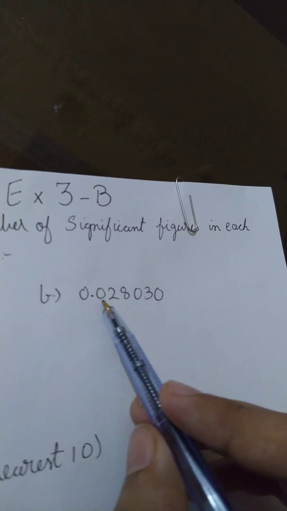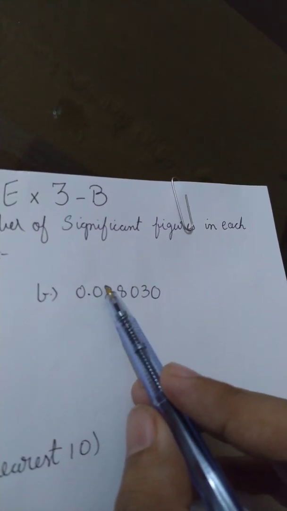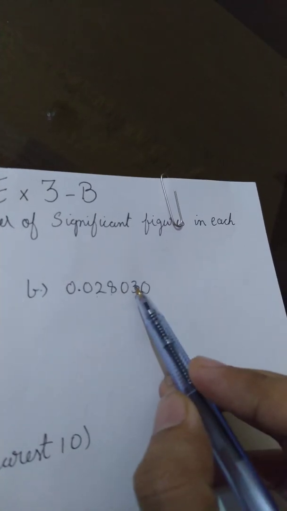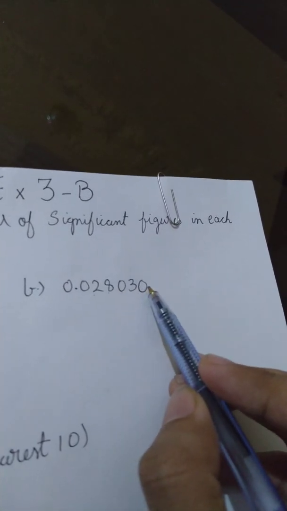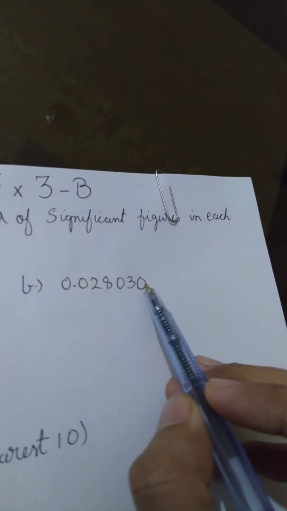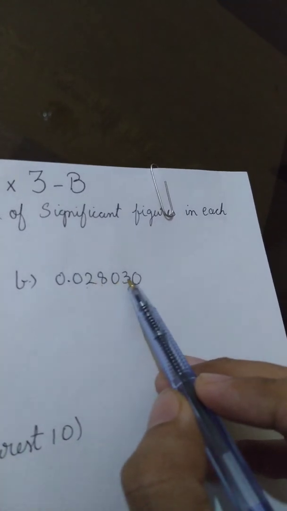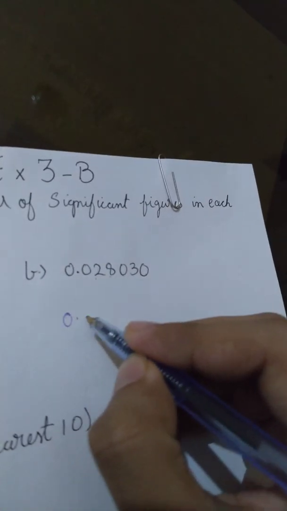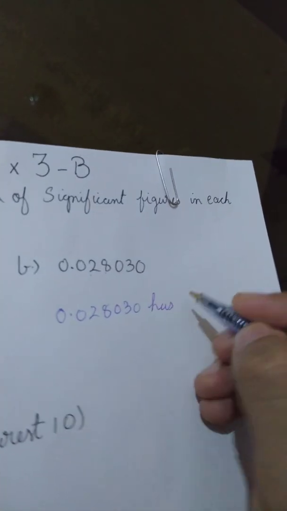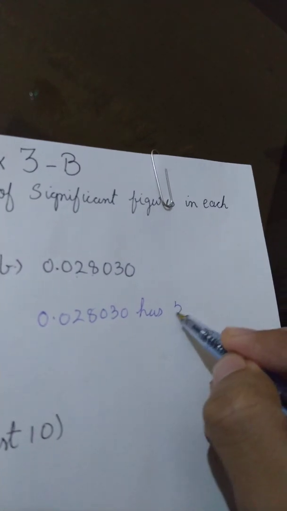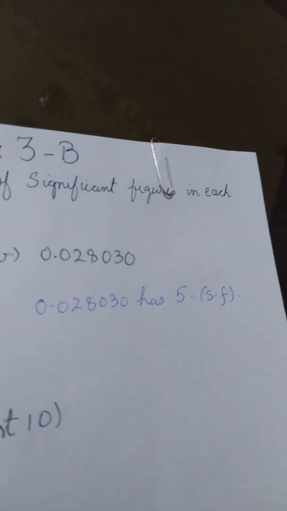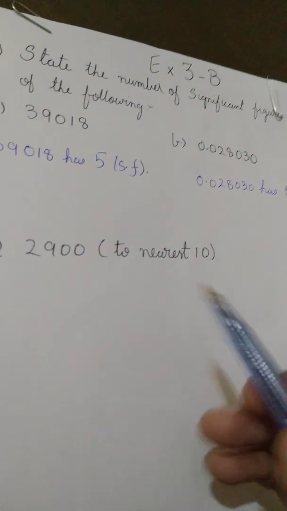Now part B, very easy now. These two zeros are leading zeros, so we will not consider them, we will exclude them. 2, 8, this 0 is between these two non-zero numbers, so it will be considered significant. This is a trailing zero, which is at the right side of the decimal point, so it will be considered significant. So 1, 2, 3, 4, 5. So 0.028030 has 5 significant figures.